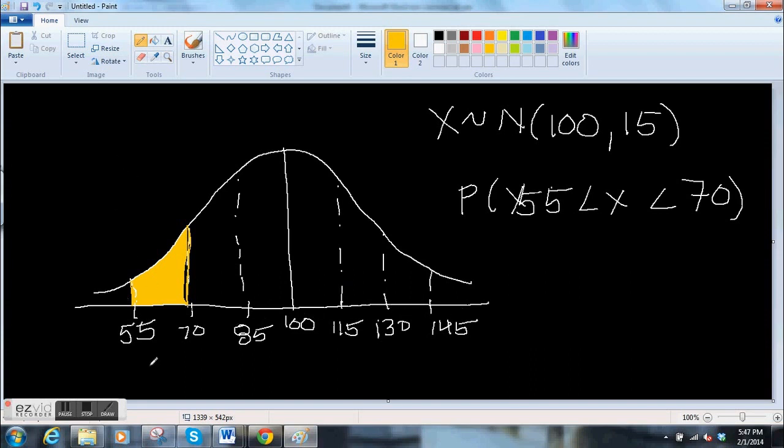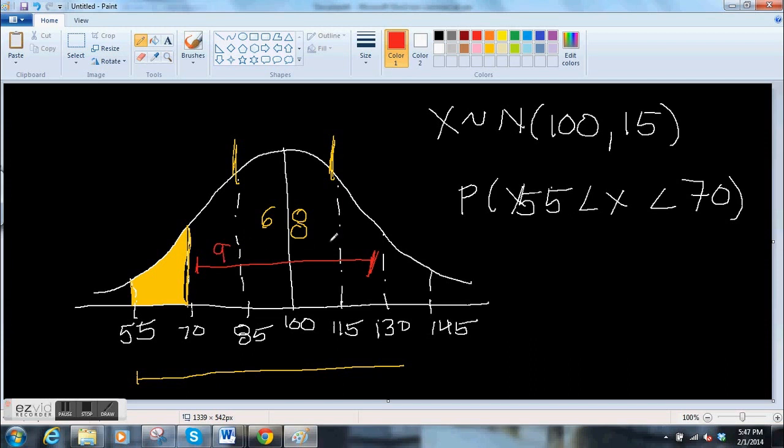So now we're going to do a little bit of a cookie cutter thing. So we know there's 68% here, right? I'll change colors. 95% here. And blue, I guess, all the way from 55 up to 145, represents 3 standard deviations, so the whole thing is 99.7. So all of this is 99.7.